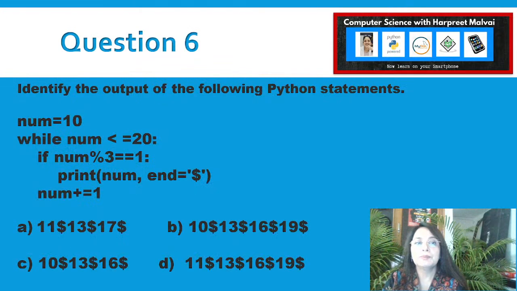All right, so then we go ahead with the next question, which is: identify the output of the following Python statements. Num is equal to 10, while num less than equal to 20, if num modulo 3 equal to 1, print num, end is equal to dollar, and num plus is equal to 1. So with this one, you have to do some actual calculations. So when you do it in the exam, make sure that you write this down and actually calculate it a little bit before you answer.